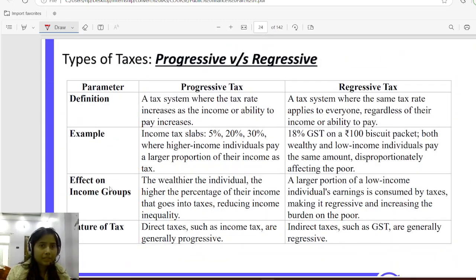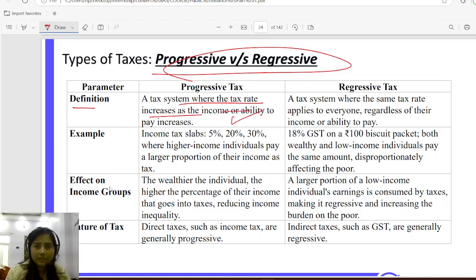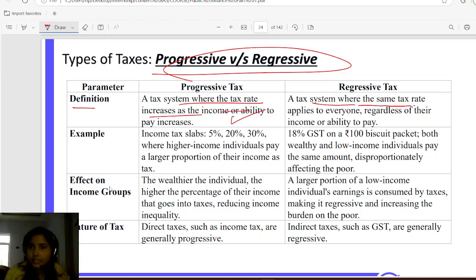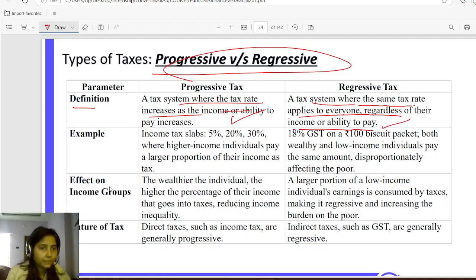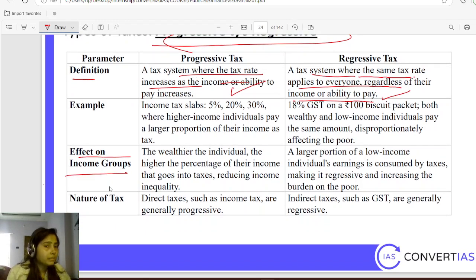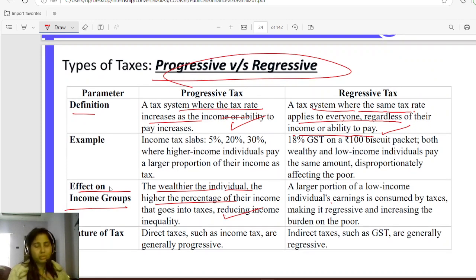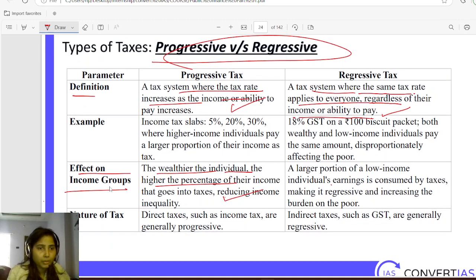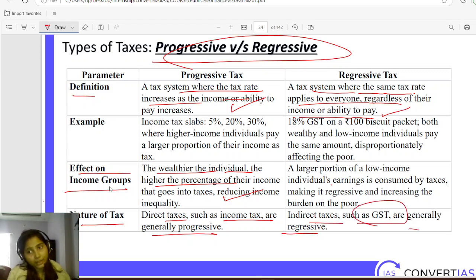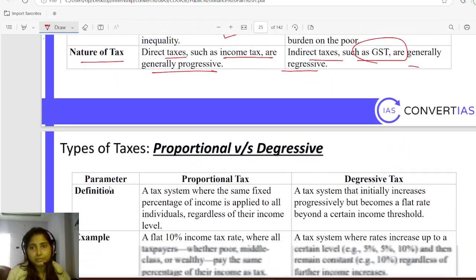Then types of tax: progressive, regressive, where the tax rate increases. Same thing, a tax system where the same tax is applied to everyone regardless of their income or ability to pay. That is okay. Then effect on income group: the wealthier the individual, the higher the percentage. Same thing. I have already explained all these things, so there is no need to explain again in words. Nature of tax: direct tax such as income tax is generally progressive. Regressive tax, indirect tax such as GST is generally regressive. I have given you the example as well.